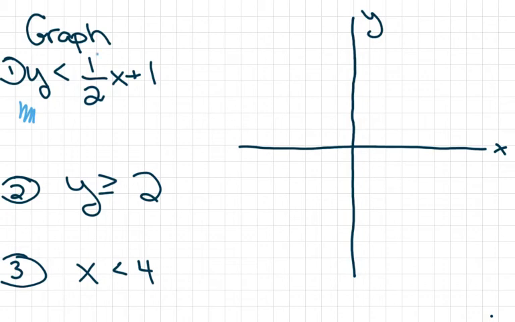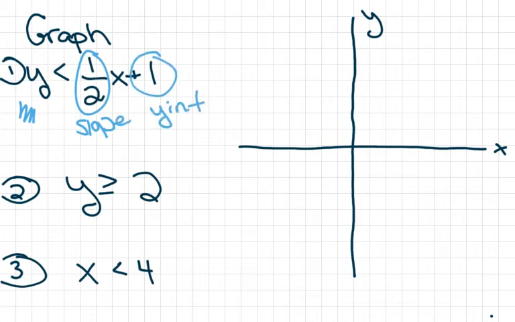So remember that the half is your slope, and the plus 1 is your y-intercept. We always start our graphing with our plus 1s. We're going to put plus 1 on our y-intercept. And since our slope is a half, that's what we rise, and then we run. So we're going to rise 1, run 2, rise 1, run 2. And I'm going to do that just a couple different times on here.